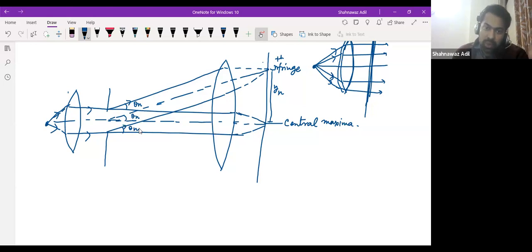What would be the path difference? You see this is the path of these two lights. One is covering this distance, the other is covering this distance. So this would be the path difference. I should have made a bigger diagram.